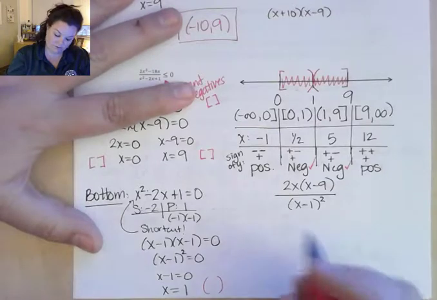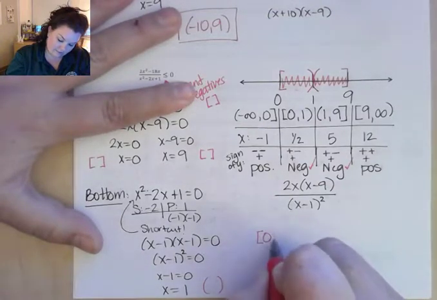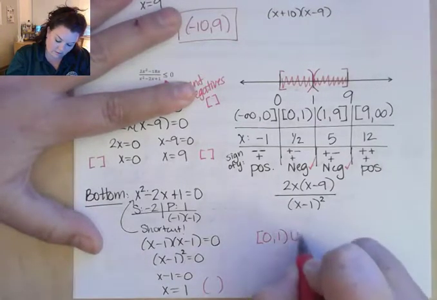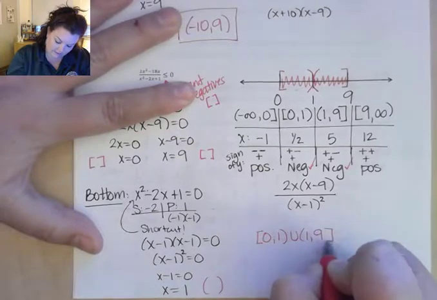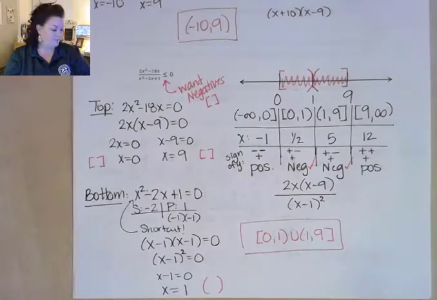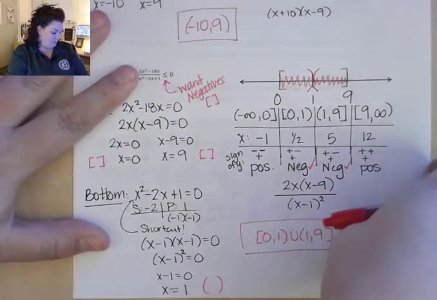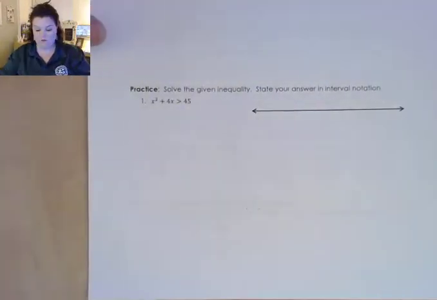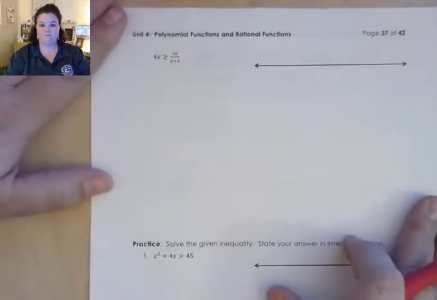So for our interval notation, it would be from 0 to 1 and then from 1 to 9. And we can just leave it like that. Okay. All right, let me show you one more, and then I'll have y'all try some.